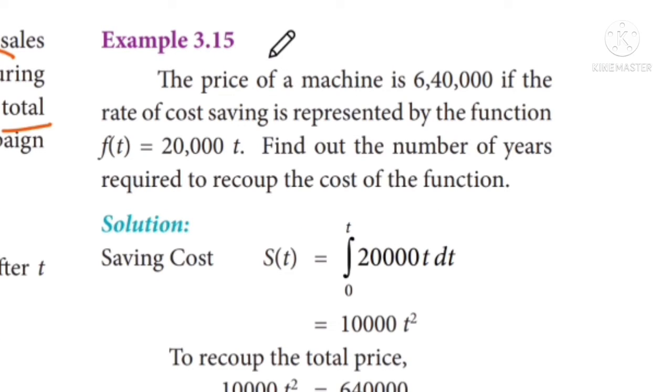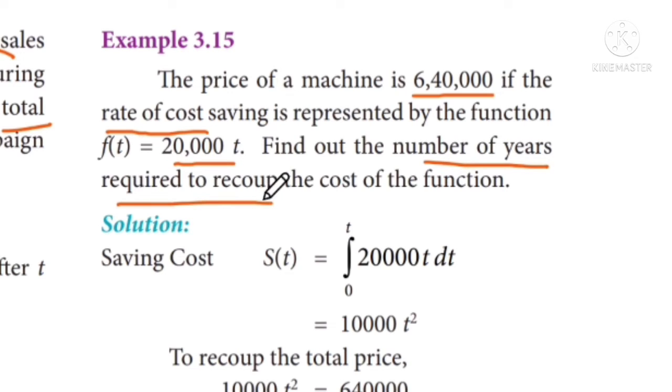Example 3.15. The price of a machine is 6,40,000. The rate of cost saving is represented by a function 20,000 t. Again, the rate of cost is changing with respect to time, so the cost function is changing with respect to time. Both are changing. Find out the number of years t required to recoup the cost of the machine.